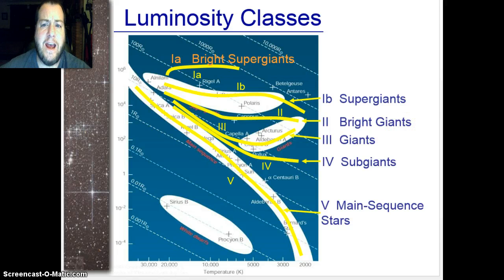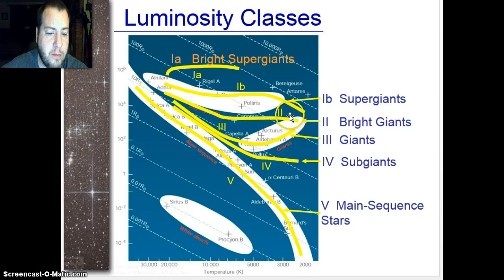So let's add another way to classify stars. We know spectral class. Stars also have luminosity classes. So anything on this line, and hopefully you're writing this down, anything on this line are called bright supergiants, or we call them luminosity class 1A. Anything on this line, we call them supergiants, or luminosity class 1B. Sorry, it's late and I can't pronounce things.